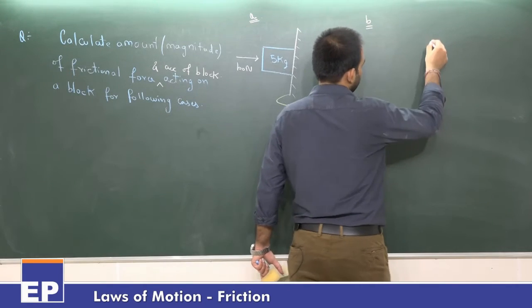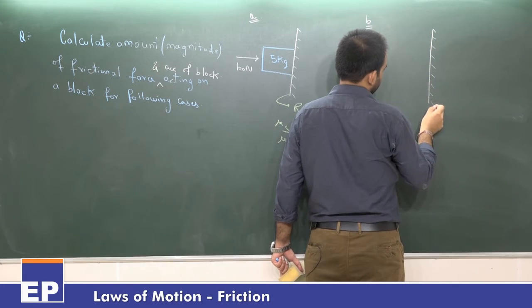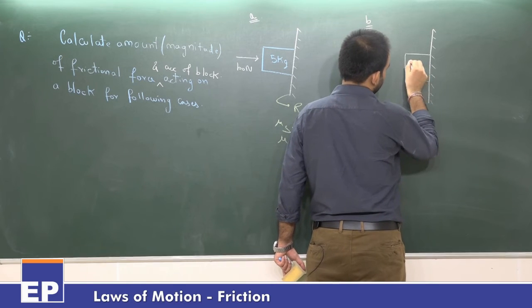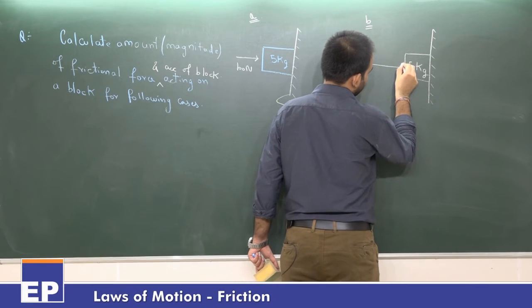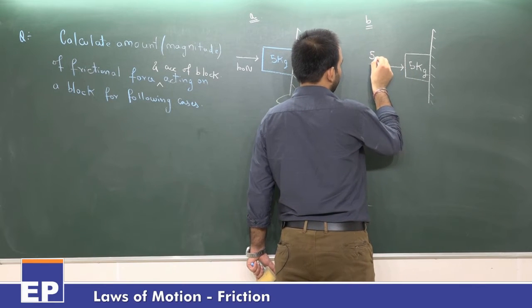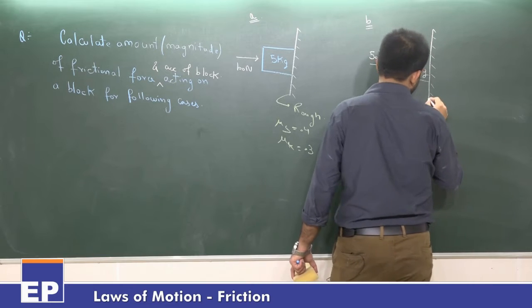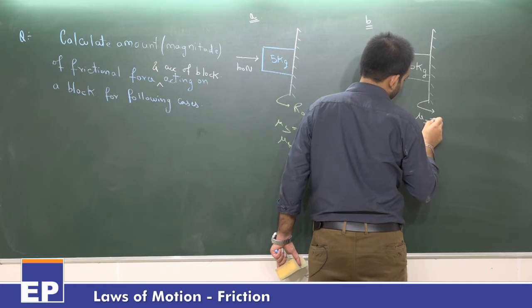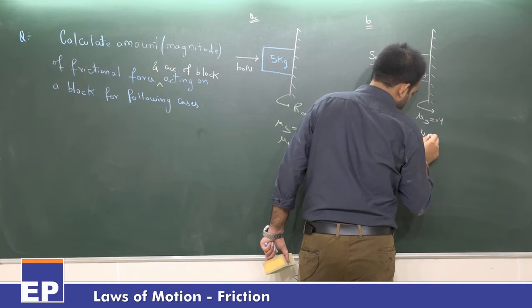The B part is this. This is of 5 kg. This is of 500 Newton. It is still again rough, having mu s is 0.4 and mu k is 0.3.